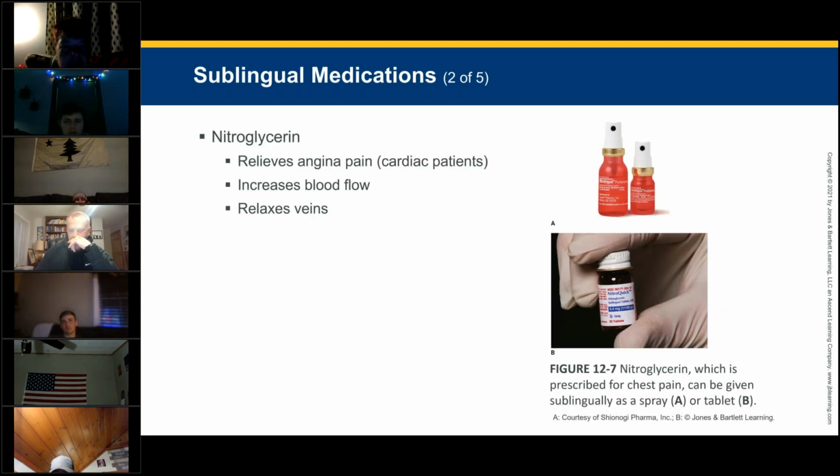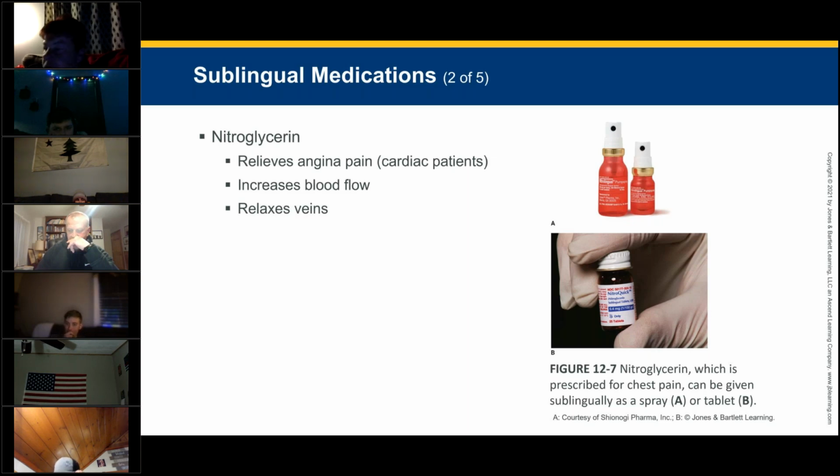Nitroglycerin. Many cardiac patients carry fast-acting nitroglycerin to relieve their angina pain. It increases blood flow by relieving the spasms and causes the arteries to dilate by relaxing the muscles of the coronary arteries and veins. It also relaxes veins throughout the body so that less blood is returned to the heart, decreasing workload and blood pressure.